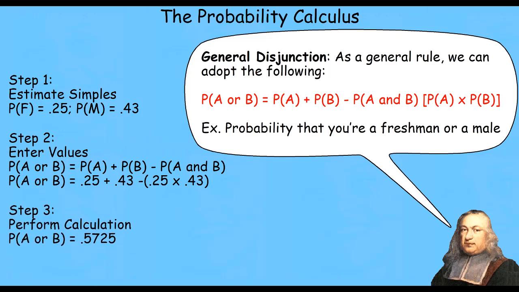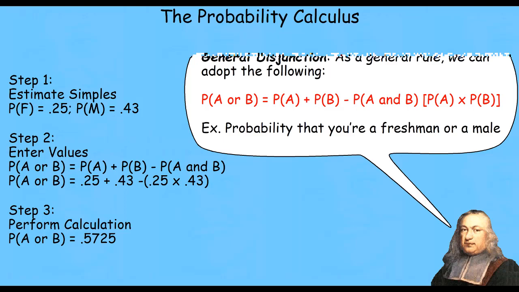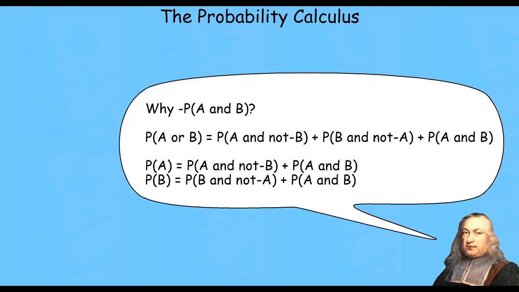We perform our calculation, and we get the probability at 0.5725. Now, you may wonder why we have this strange formula all of a sudden. Why is it that we're subtracting the probability of A and B after we add the two simple probabilities together?